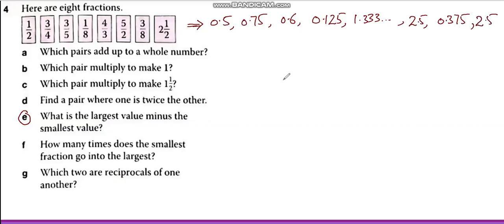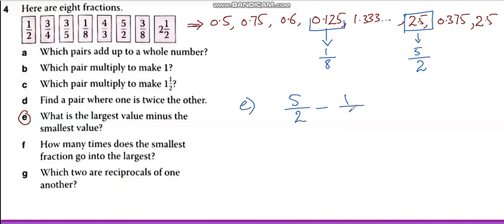So if you carefully observe, the largest fraction is definitely the one which is 2.5. So the fraction is basically 5/2, and the smallest one is 0.125, and its fraction was 1/8. It means we need to subtract, like for E part, we need to subtract 1/8 from 5/2. For this purpose, we will make the denominator the same, like 2 times 4 is 8, and we need to do the same thing on the top. So we'll get 20/8, take away 1/8, and then we will get 19/8.